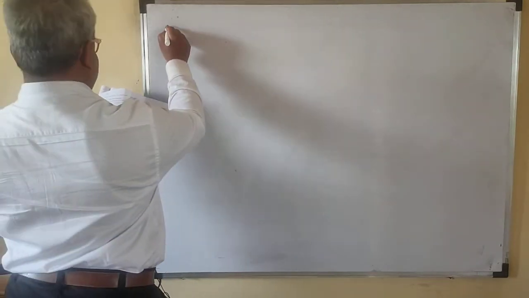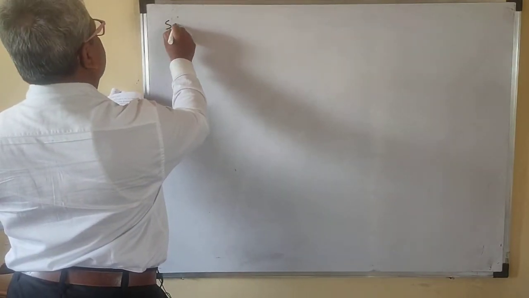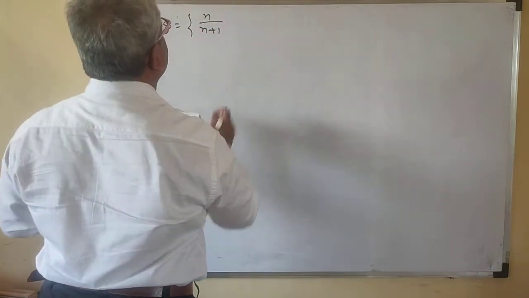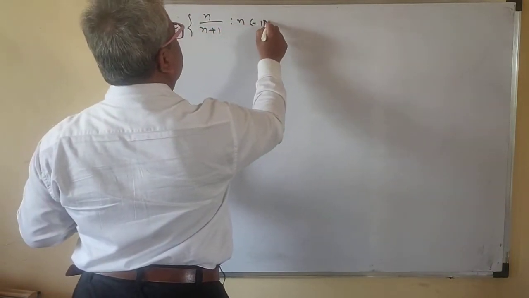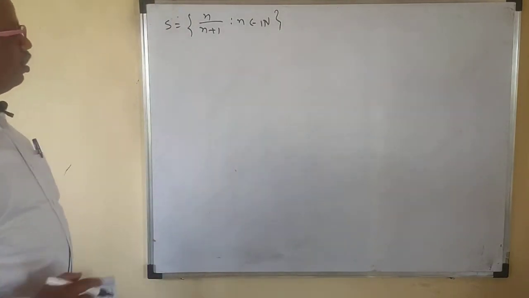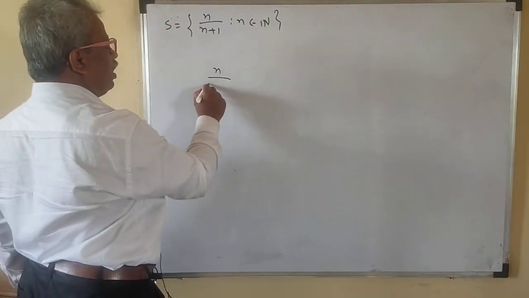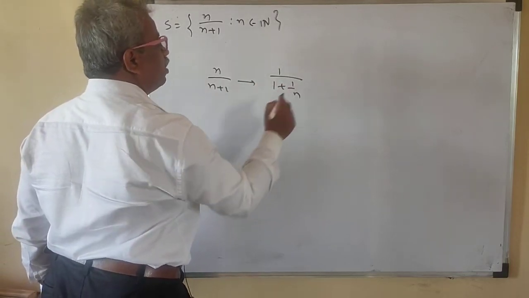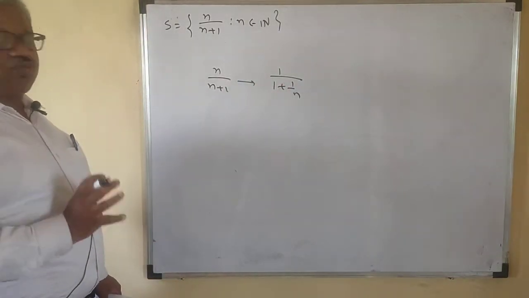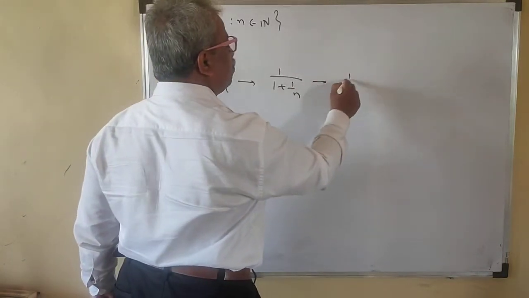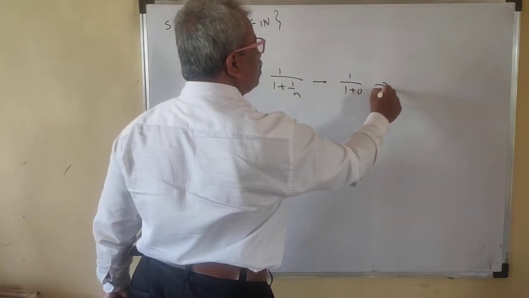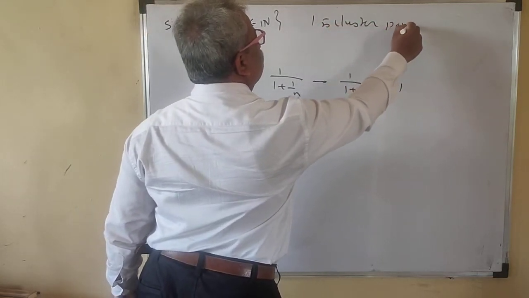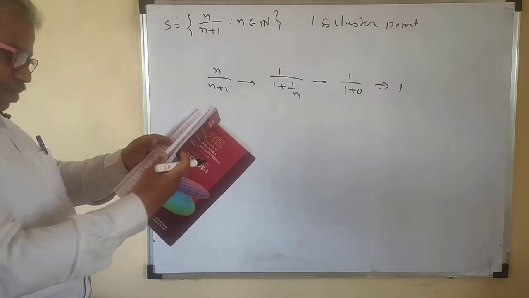Suppose S is equal to n upon n plus 1, where n belongs to N. This implies 1 upon 1 plus 1 upon n. Now take n tends to infinity; then this is 1 plus 0, so this is 1. So 1 is the cluster point of this set.